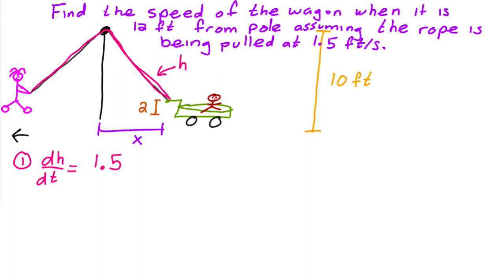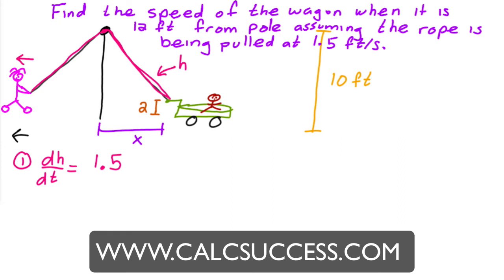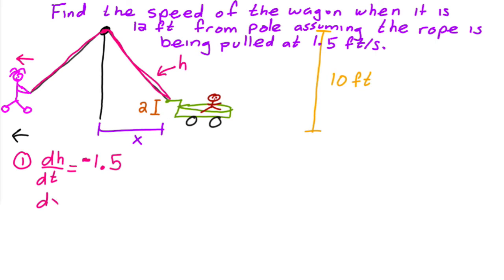Now you have to be careful though, because it's being pulled at 1.5 feet per second, which means this guy is going this way. So H, notice, is getting smaller, so the rate has to be negative. Okay, and then we have X, and this guy right here, dx over dt, this is what we're looking for. This is how fast this guy is moving. And that's when, according to the problem, x is equal to 12.